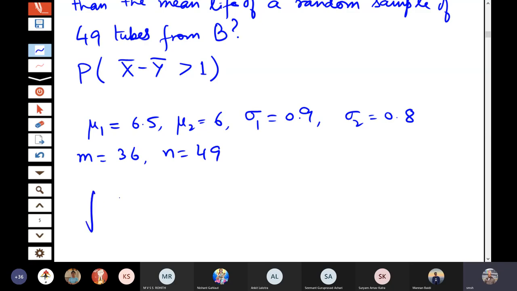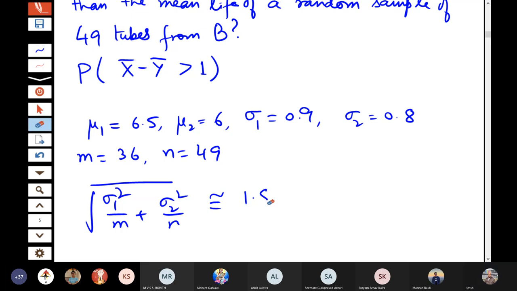So of course you have to calculate sigma 1 squared by m plus sigma 2 squared by n, that is 0.9 squared by 36 plus 0.8 squared by 49. So you can simplify this, it is 0.189. And of course mu1 minus mu2 is 0.5.